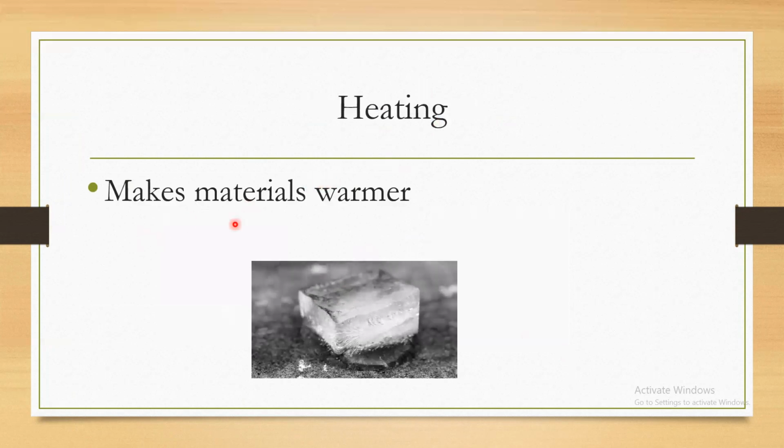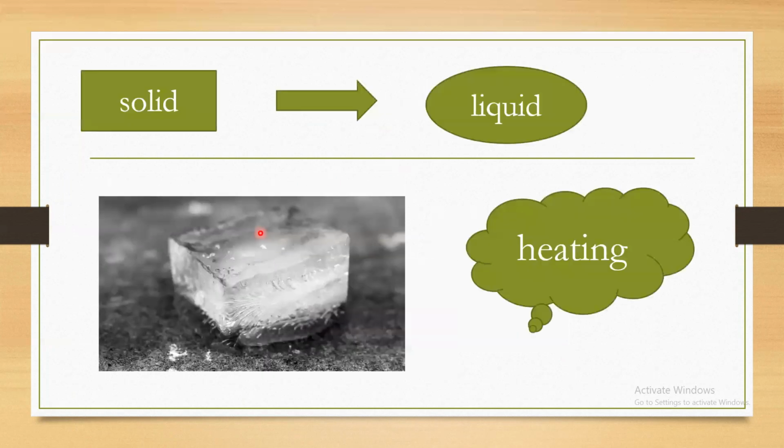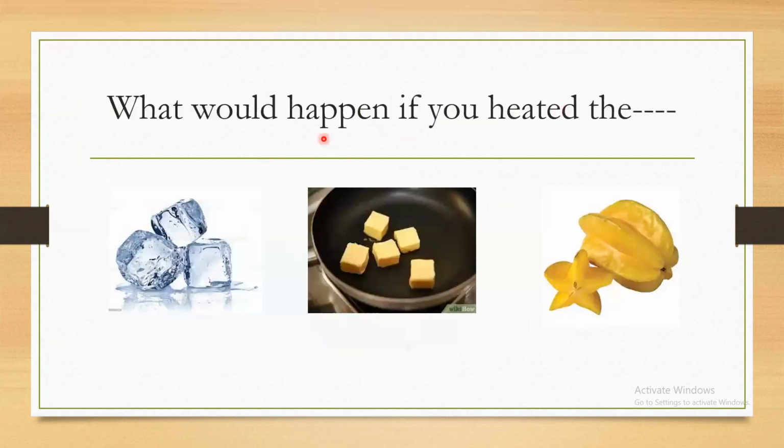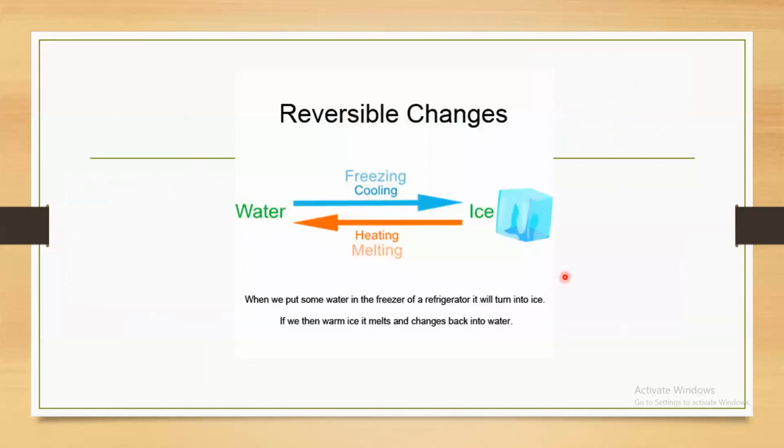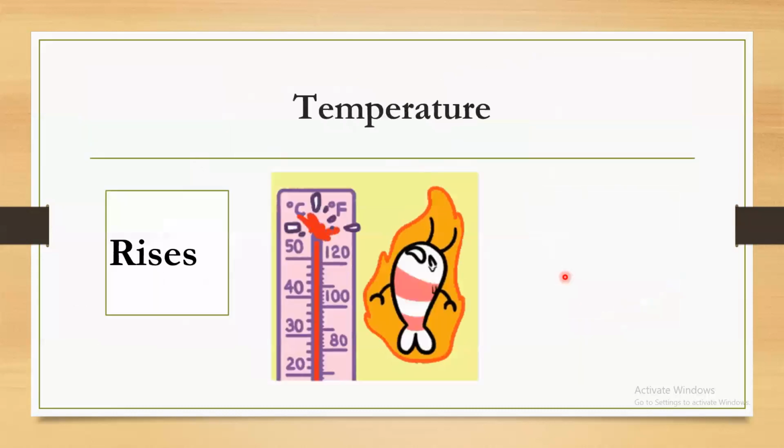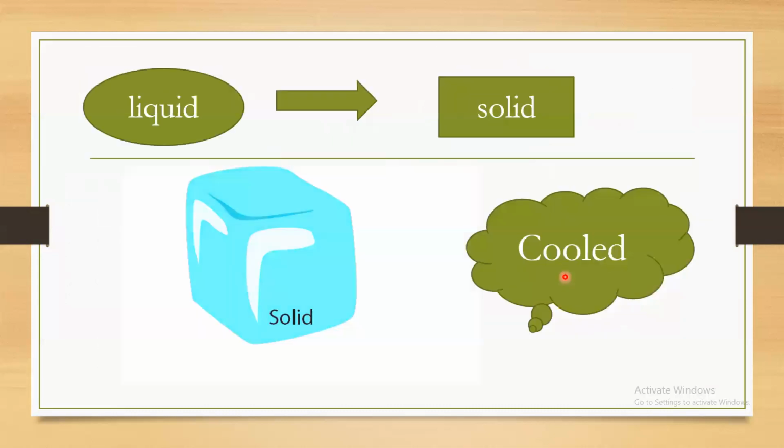Heating makes the materials warmer, by the way, and heating can change matter from solid to liquid. Okay, what would happen if you heated the butter or the ice or a piece of fruit? What will happen, boys? So we have something called reversible change. What about the reversible change? Let me show you here.